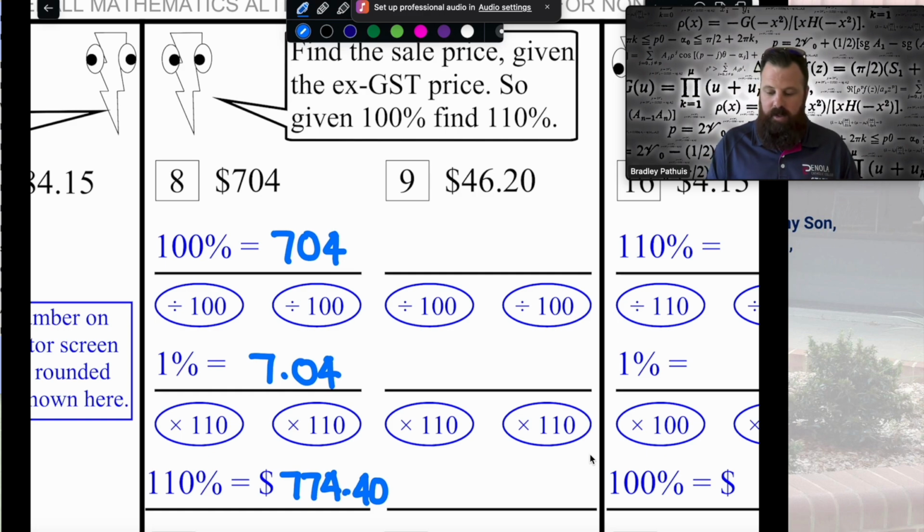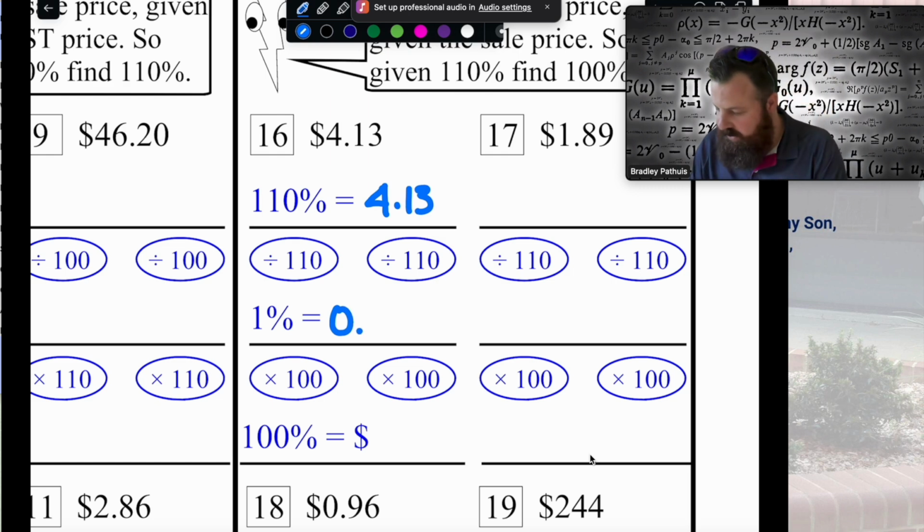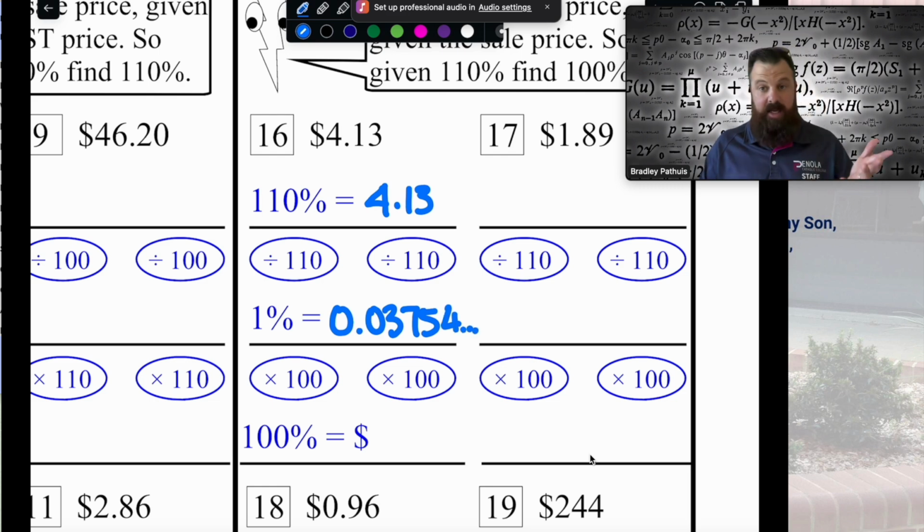And then finally, in that last column, it's again using that unitary method, dividing by 110 to get some ugly numbers, 0.03754 and so on, leaving that number on my calculator and just timesing it by 100 straight away to get 3.75 when I round it to 2 decimal places.